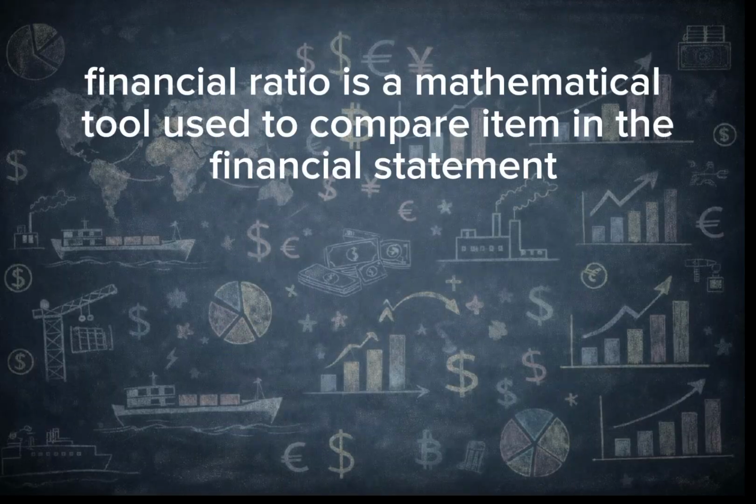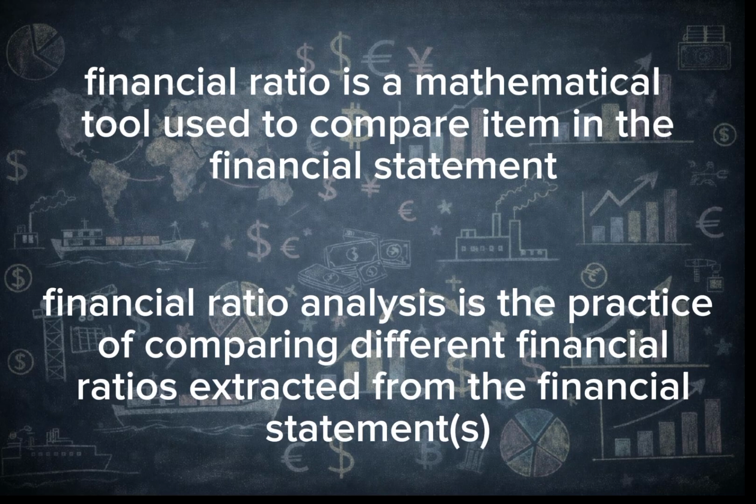So what is a financial ratio? A financial ratio is a mathematical tool that we use to compare items in the financial statement. That is, it shows the relationship between two or more figures in the financial statement. These financial ratios are usually shown as percentages. However, they can sometimes be shown as fractions and proportions. So what is financial ratio analysis? Financial ratio analysis is the practice of comparing financial ratios that we derived from the financial statement.